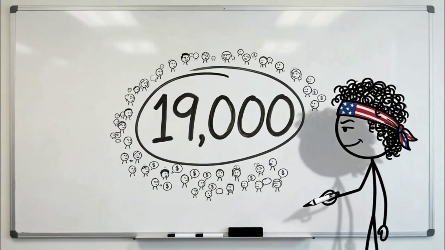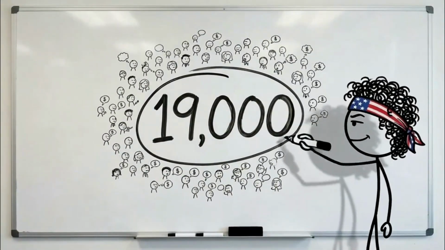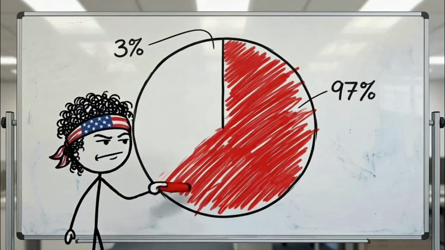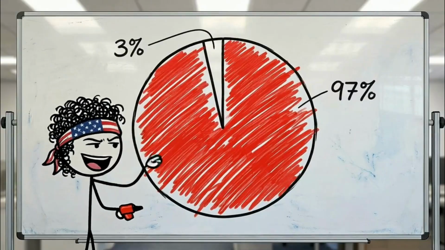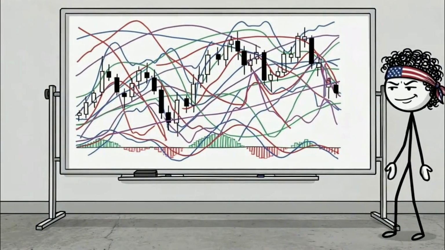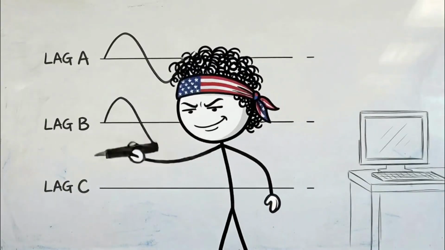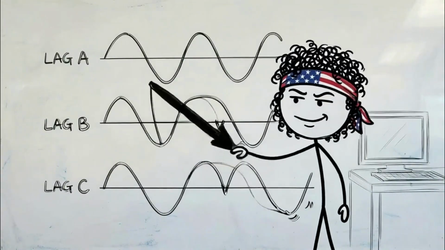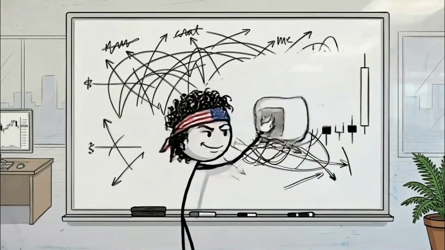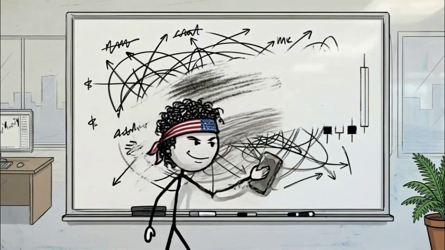The Brazilian Securities Commission studied over 19,000 futures day traders. 97% of those who traded for more than 300 days lost money. They had every indicator on every platform. The tools didn't save them. More indicators doesn't mean more information. It means more confidence in the same late signal. And overconfidence in a lagging signal is more expensive than no signal at all.